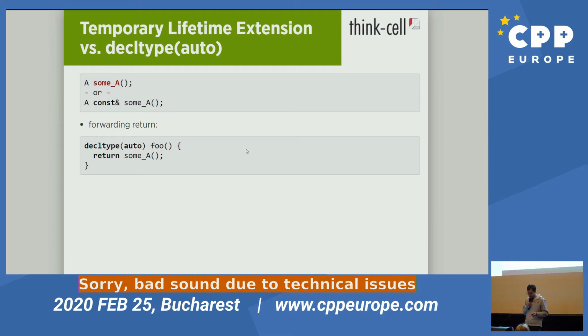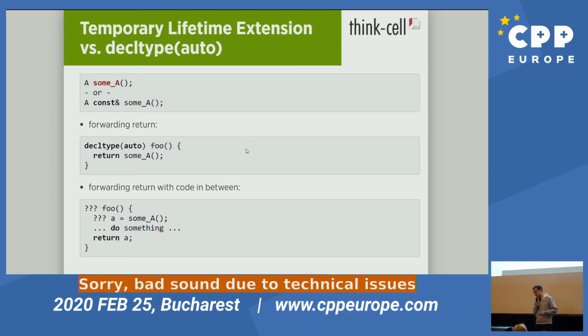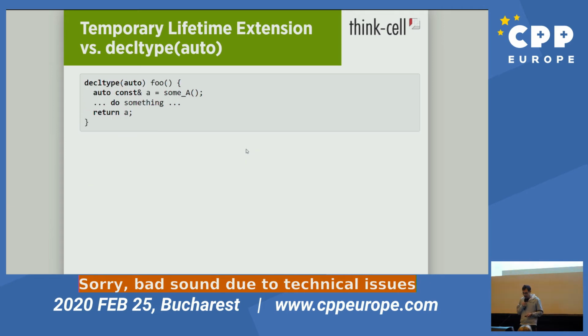Everything is configured. Now let's say you want to do something with the A in between. So we take the A, do something with the A, and return it. How does the function have to look in order to make that work? Well, one idea would be to take the idea of temporary lifetime extension, because sum A is either a value or a reference, so we do temporary lifetime extension so that we are flexible, and then it looks like this. You take const A, sum A, you do something and return A.